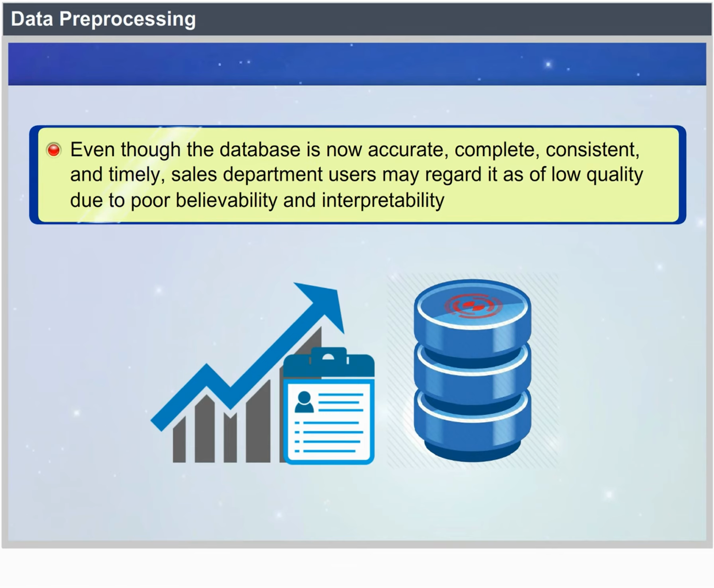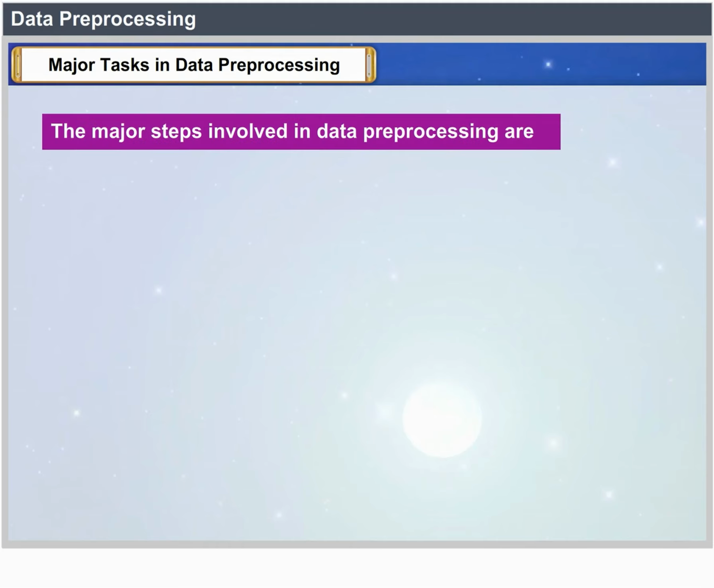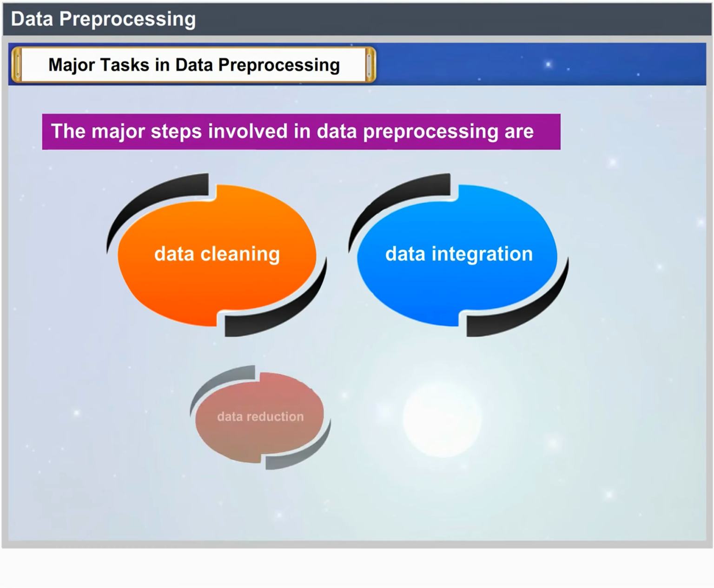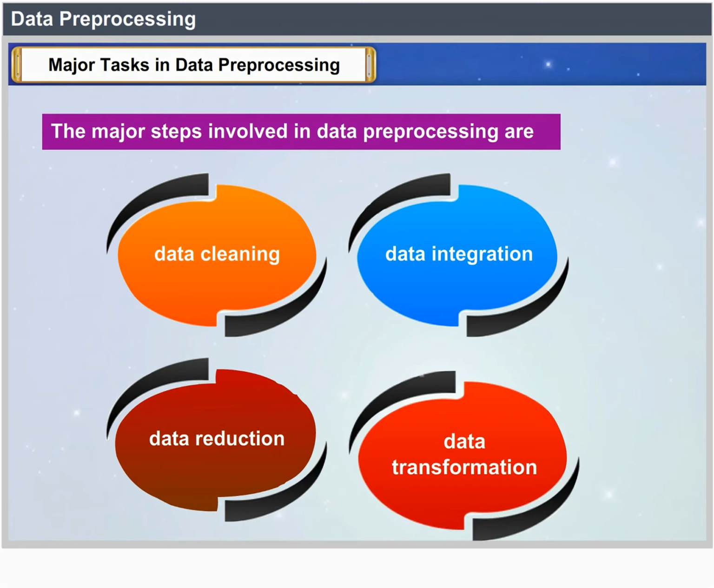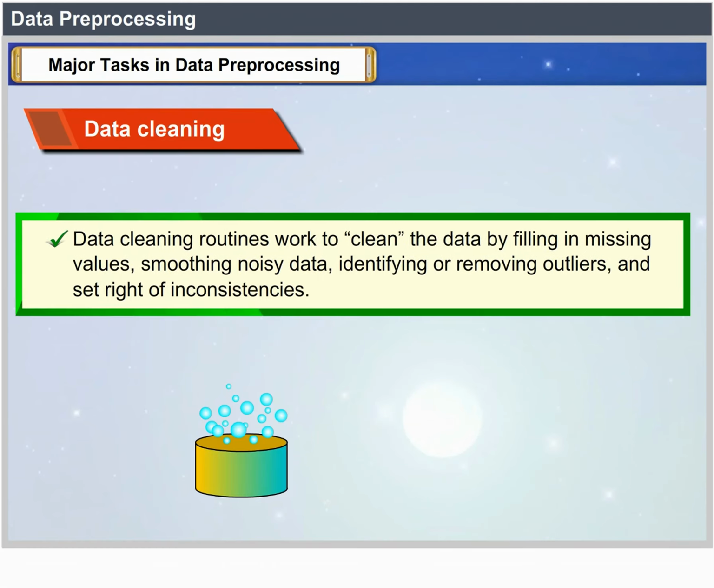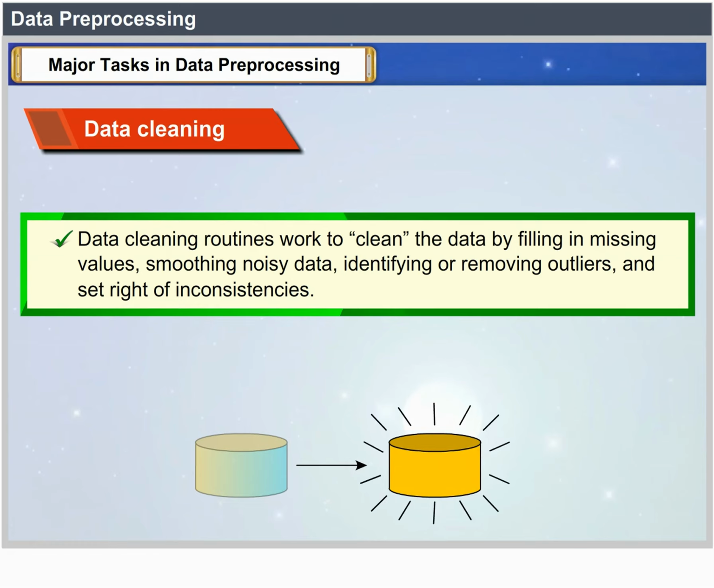Major tasks in data preprocessing. The major steps involved in data preprocessing are data cleaning, data integration, data reduction, and data transformation. Data cleaning. Data cleaning routines work to clean the data by filling in missing values, smoothing noisy data, identifying or removing outliers, and resolving inconsistencies.